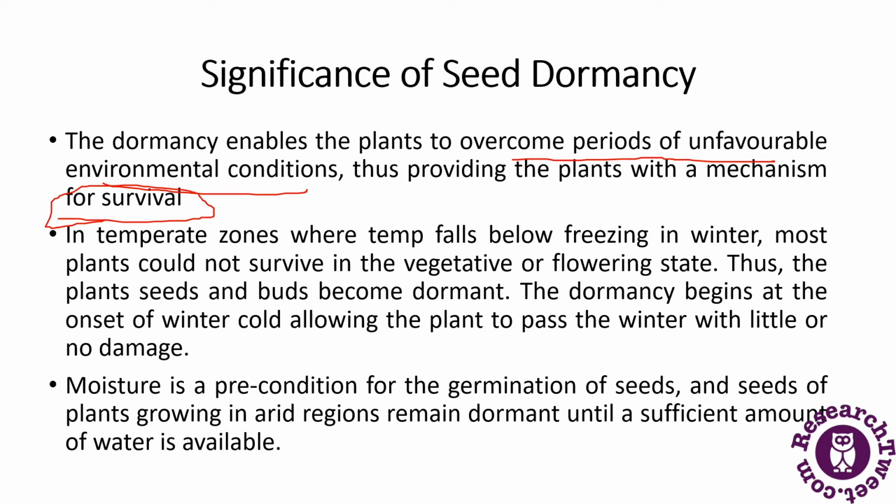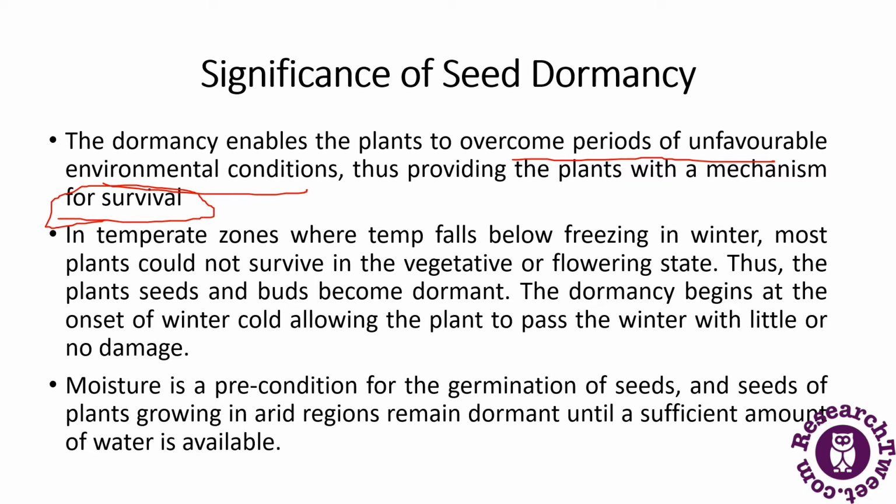In temperate zones, where the temperature falls below the freezing point in winters, most plants could not survive in the vegetative or flowering state. They do not survive in the cold temperature below the freezing point, which is not an appropriate condition for the plant to grow. Thus the plant seeds and buds become dormant, because the temperature is not good for the plant to grow.